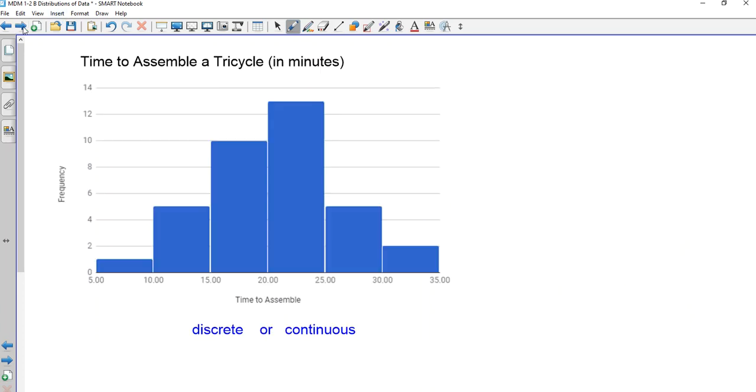All right, so finally, this was the histogram that we made in the previous lesson. Time to assemble a tricycle in minutes. Well, first of all, what would we say is the shape of this thing? Well, it starts out low, it increases up into the middle here, and then it decreases as we get over to the end here. So this would be an example of a normal distribution.